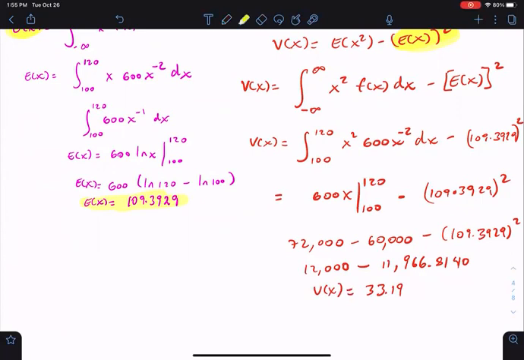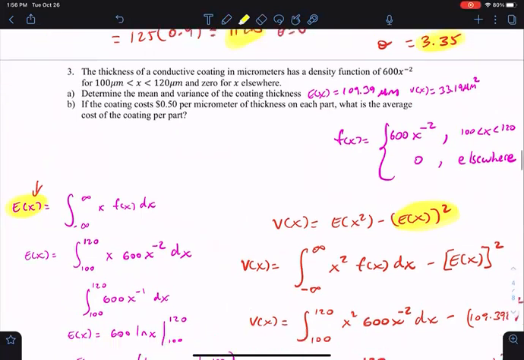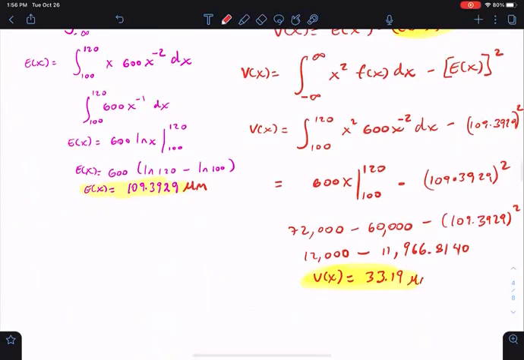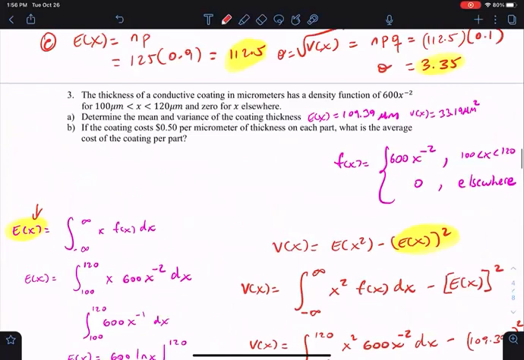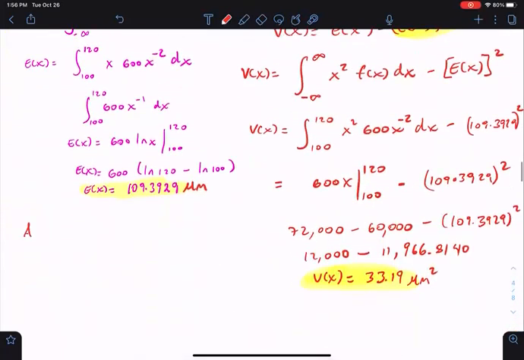Now, that's it. That's all you need to do. You have the expectation and the variance. They're asking one more thing, right? They want you to find, if the coating cost is 50 cents per micrometer of thickness, the average cost. Oh, I forgot. Don't forget your units. So micrometers here, and this is going to be micrometers squared. And if the coating cost is 50 cents per micrometer of thickness on each part, what is the average cost?